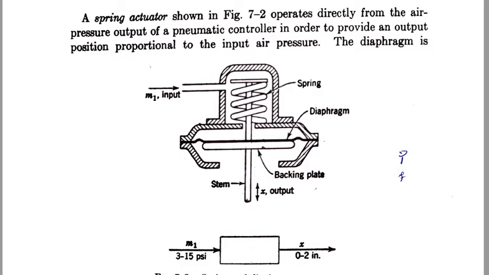So this is the construction of a spring actuator. Why it is called a spring actuator: because it consists of a spring. This is a spring, and the spring is connected to the thick line. This thick line indicates the diaphragm, and the diaphragm is supported by the backing plate. This is the backing plate which supports the diaphragm, and the spring is connected to it. Here you observe, this is the stem of that particular final control element.